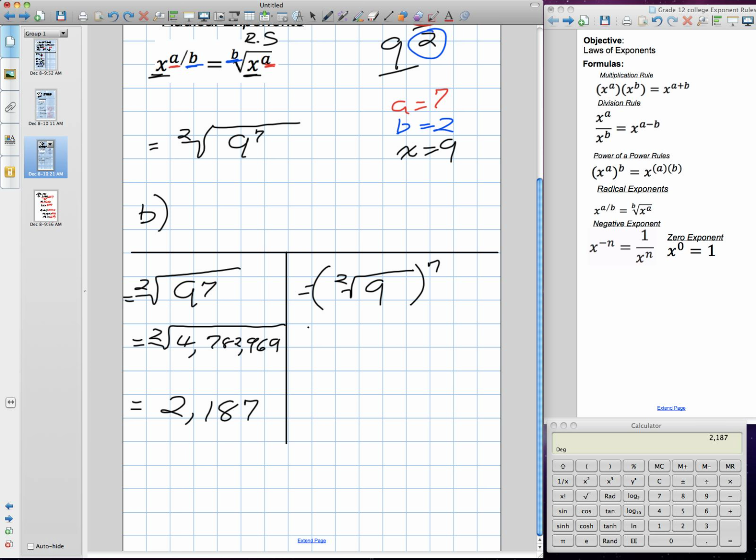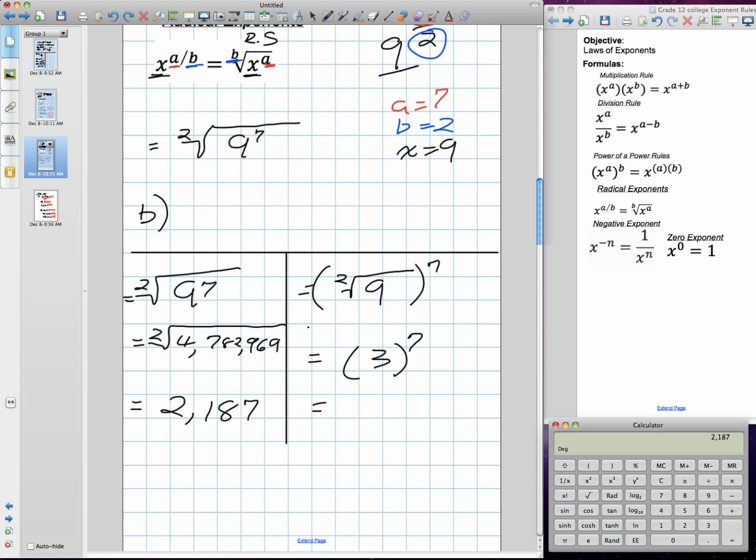Okay? So in the first one, we solved for the base to the power of 7 first. In this one, we're going to solve for the square root of 9 first. Anyone know off the top of their head, square root of 9? 3, good. So we have 3 to the power of 7. I don't know that off the top of my head, so we're going to put that into our calculator. 3 to the power of 7, and look at that. We got the exact same answer as we did before, 2,187. Either method you can use to solve this.